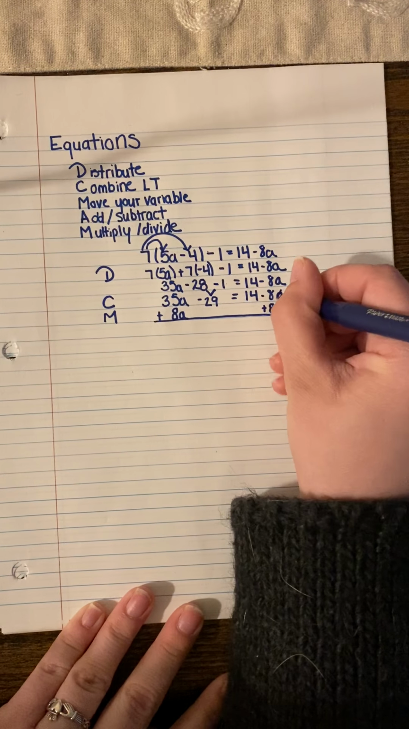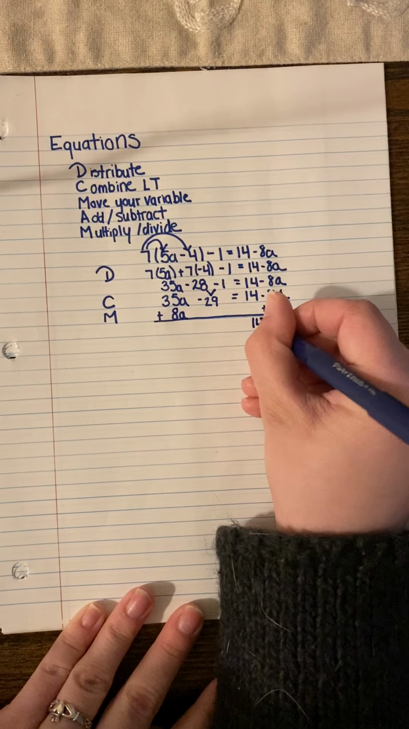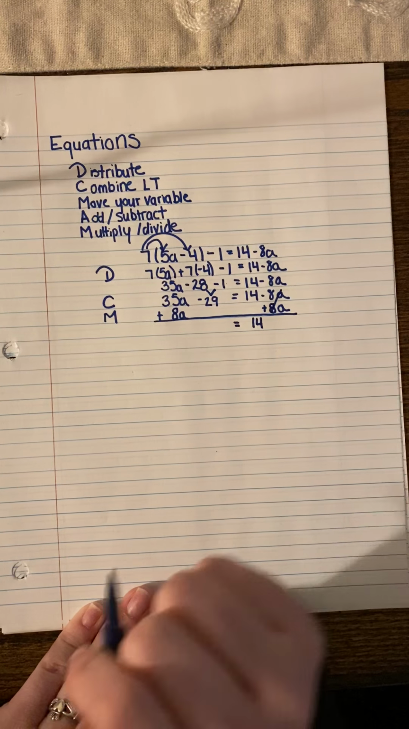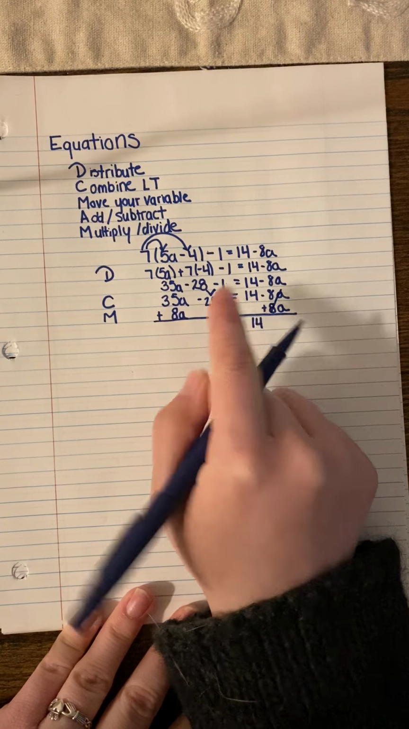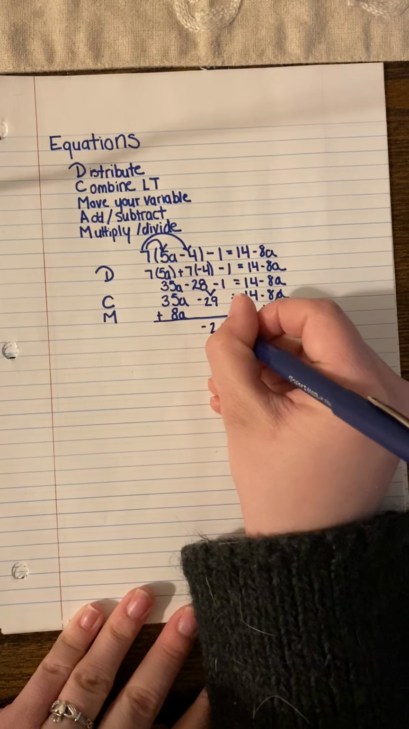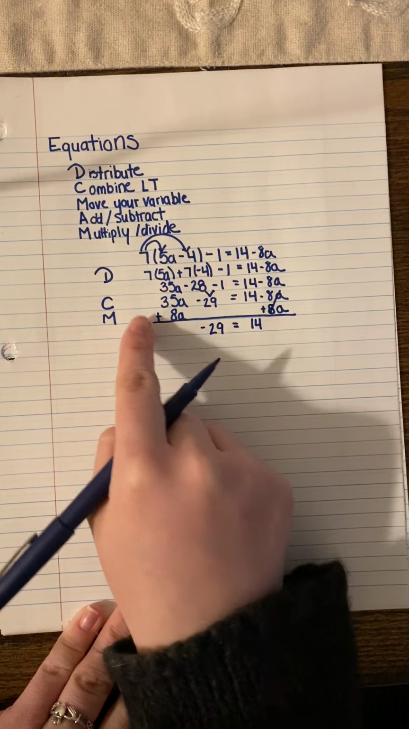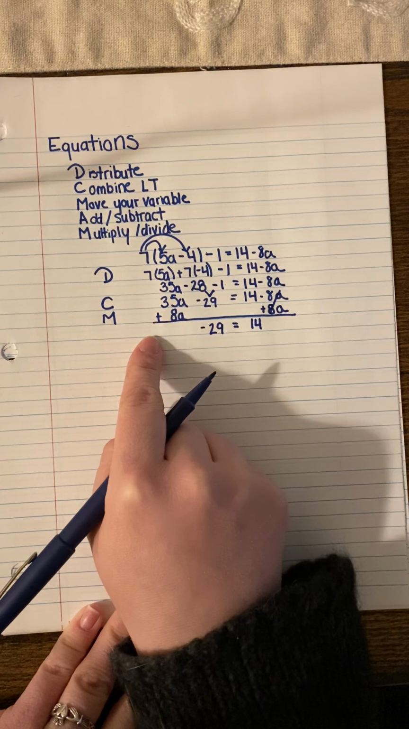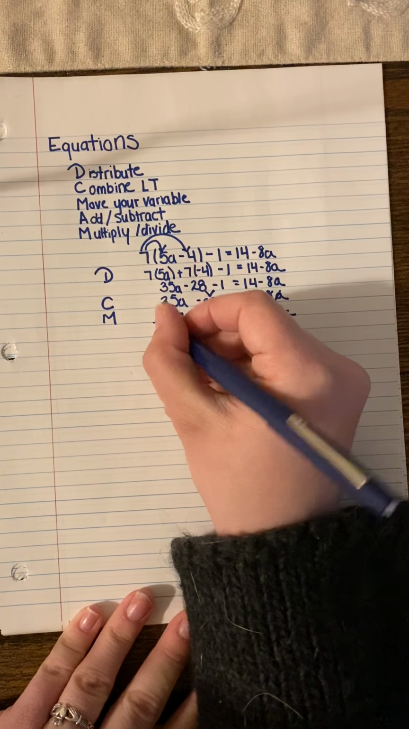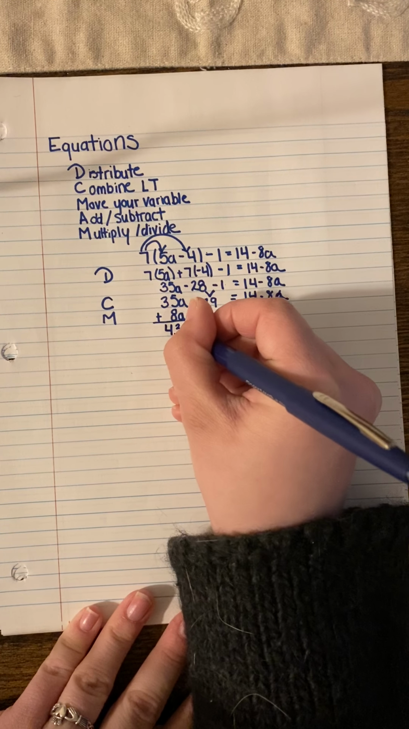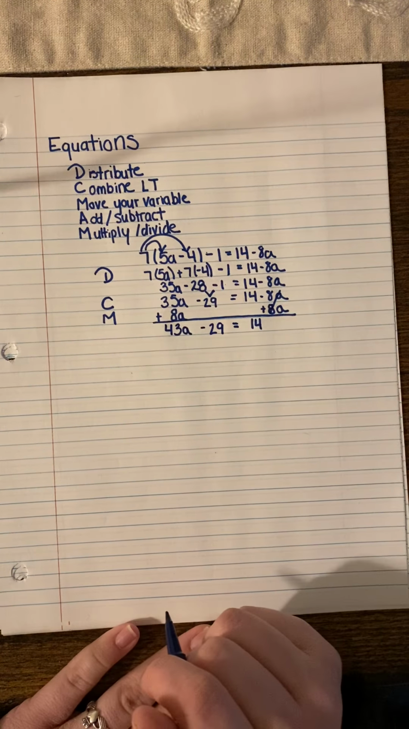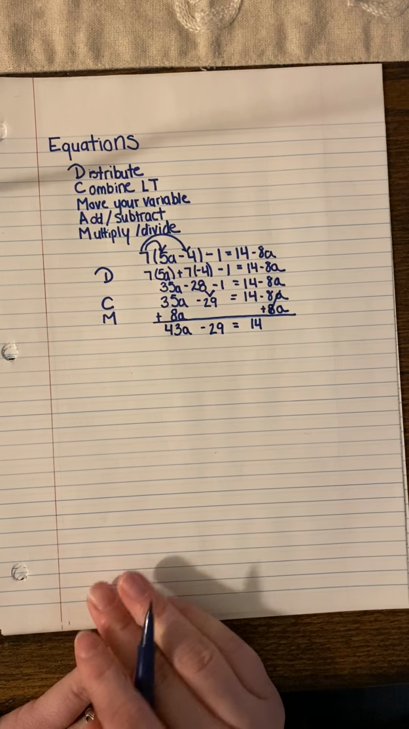So my 8a's go away. I'm left with 14. I can bring down my equal sign. I can bring down my negative 29 because I didn't do anything to it. And now I have 35a plus 8a, which ends up being 43a. Okay, we're done with the moving stage.